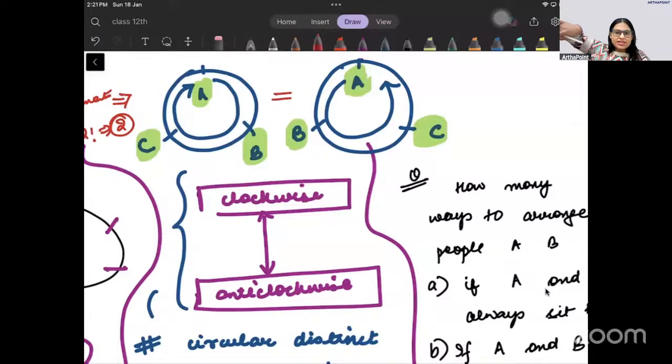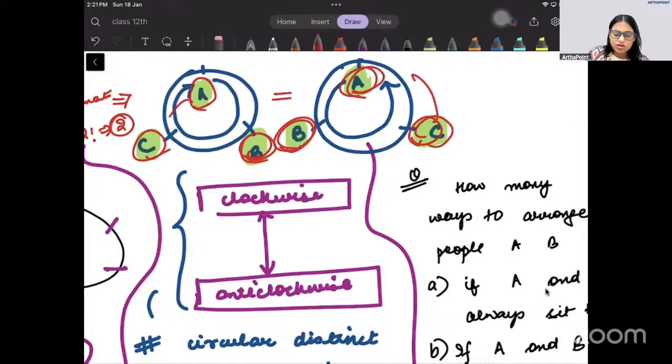When three people are sitting in a circle, you will notice A and B are sitting with each other here also. B and C are sitting with each other here also. A and C are sitting with each other here also. So when someone asks you to find the distinct number of arrangements in a circle, these two will actually be the same. You make three people sit, you cannot tell the difference.